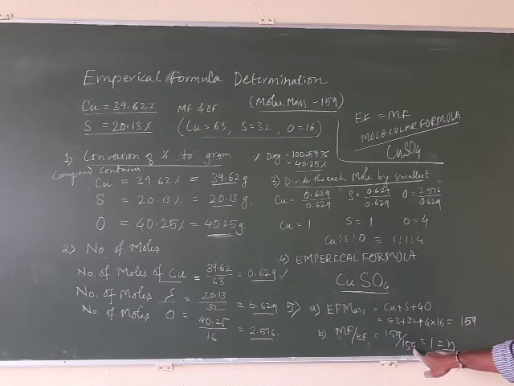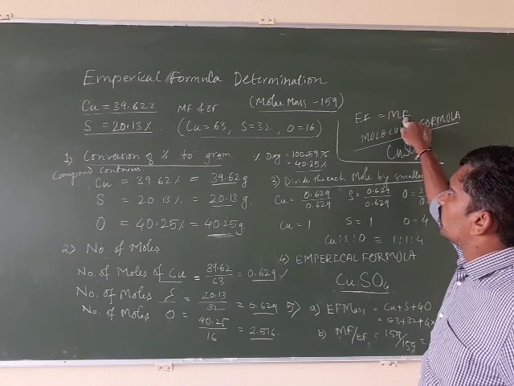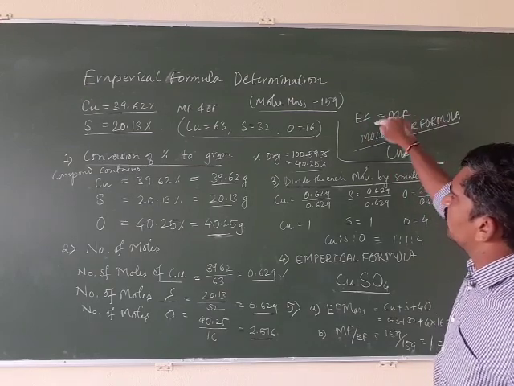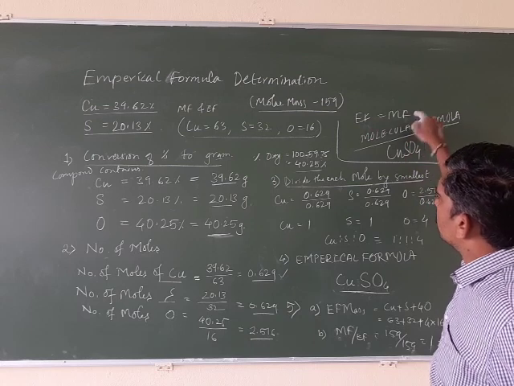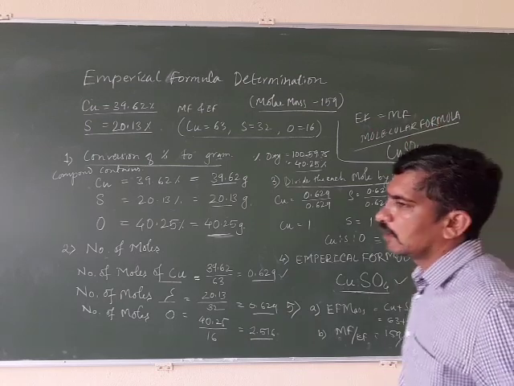Whenever you do the molecular formula mass divided by empirical formula mass, you will get this n. In this case we get 1. Now empirical formula is equal to molecular formula. Why? Because n is equal to 1. So empirical formula is equal to molecular formula, or empirical formula mass is equal to molecular formula mass. That's why the molecular formula is written as such, the same as the empirical formula.